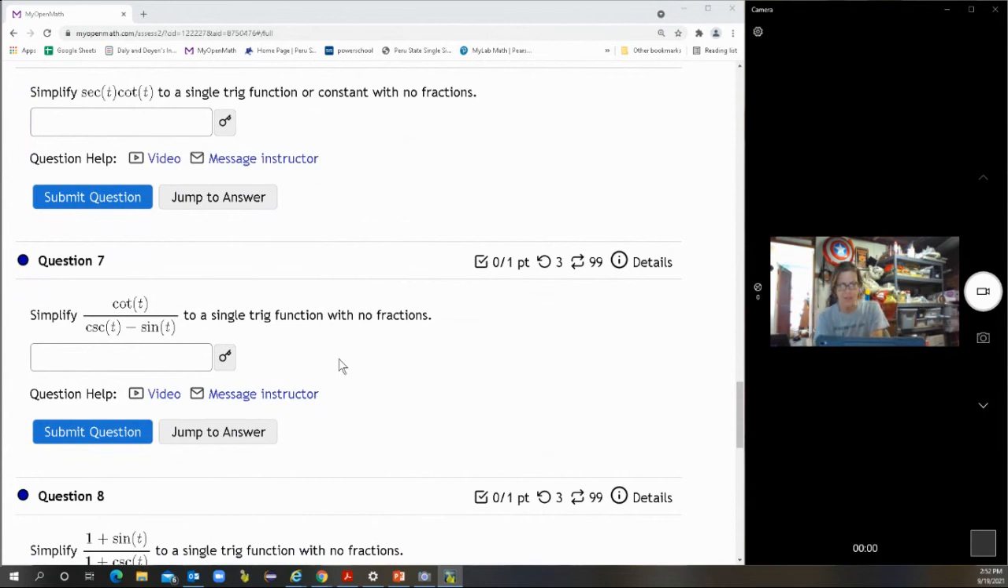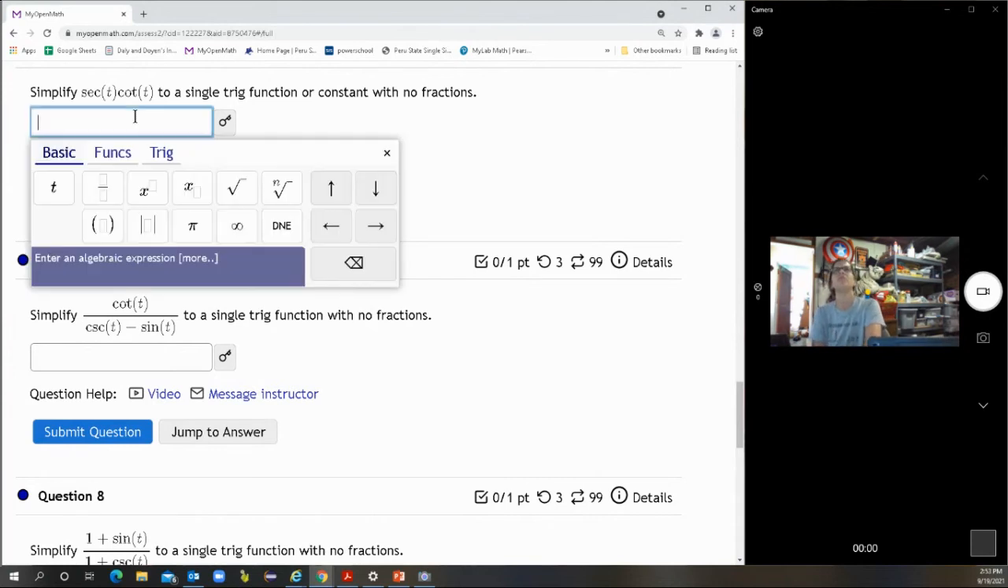But looking at this, notice the cosines cancel right out, or divide right out. So this is 1 over sine t, except it doesn't want fractions. So what is 1 over sine? That's the same thing as cosecant. So notice it is now just a single trig function, and that's what they wanted from us.